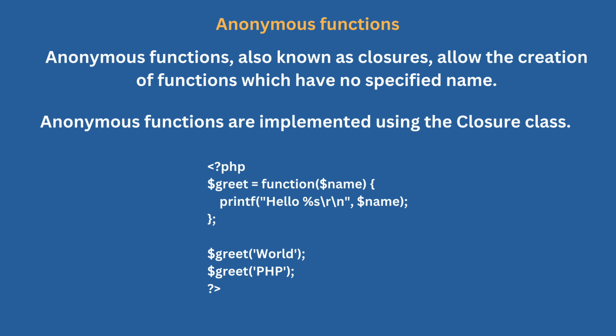Now, next is anonymous function, also known as a closure, which allows the creation of functions which have no specific name. Anonymous functions are implemented using the Closure class. What is the meaning? I think you have already seen this in JavaScript. I was giving a name here and then writing function, then passing some values and doing something.